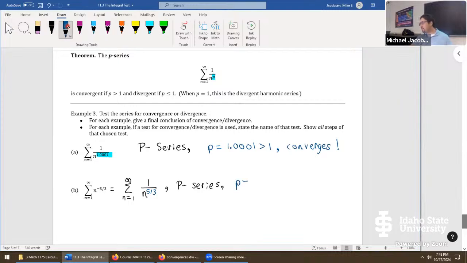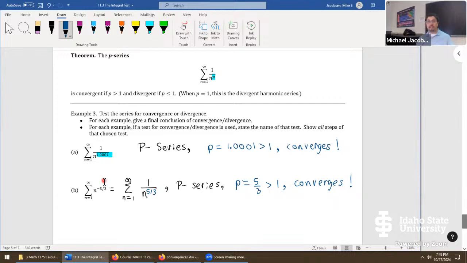Our power p is 5/3. That's definitely greater than 1, so it converges as well. Any questions, folks, with that second one there? Okay, so again, pretty fast. The only trickiness on this was definitely don't celebrate too early.